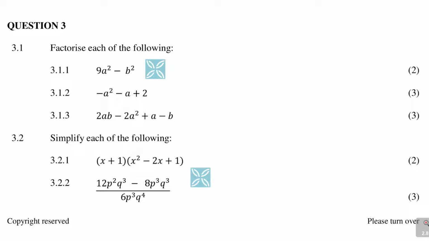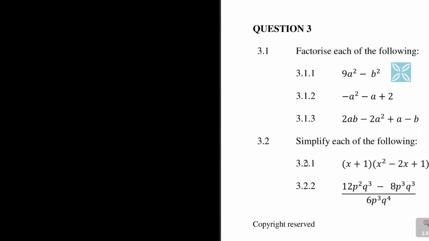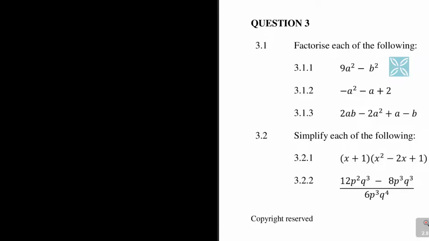It says factorize. Just as I said, I'm trying to make these videos short, so some of the questions I move a bit faster. Now factorize 3.1.1. So what do we do there? I'm supposed to factorize 9a squared minus b squared. Sorry about that.